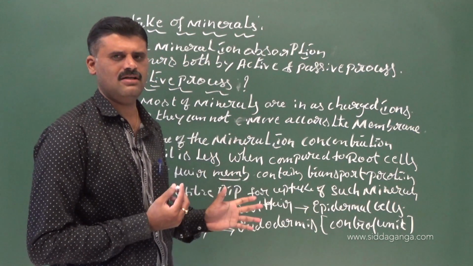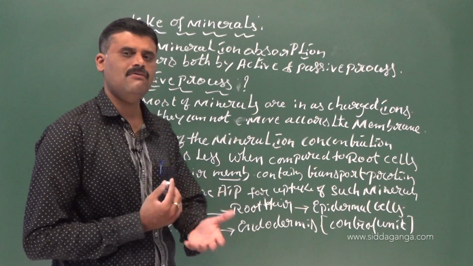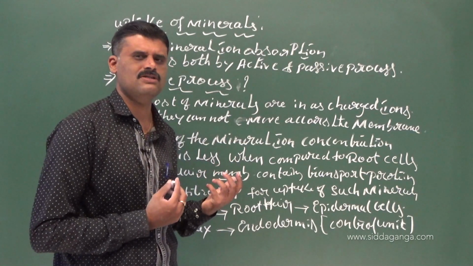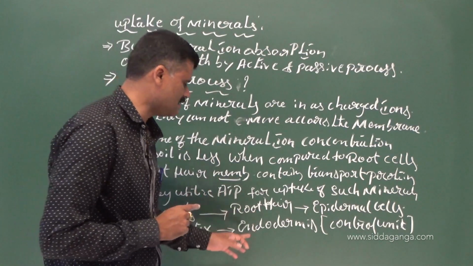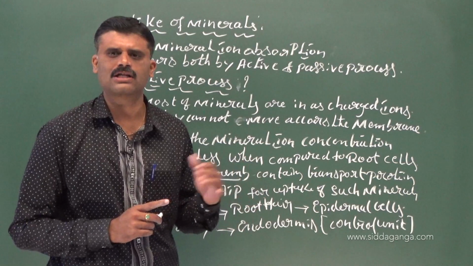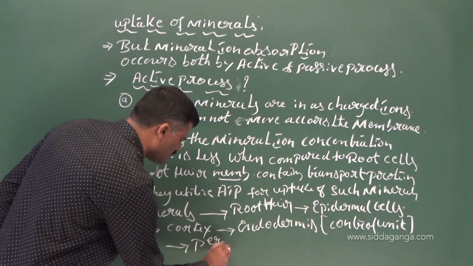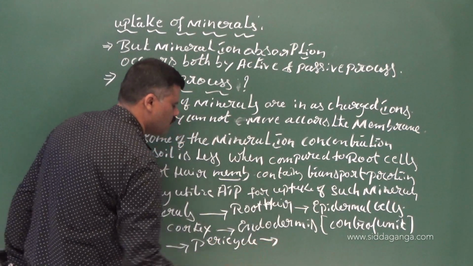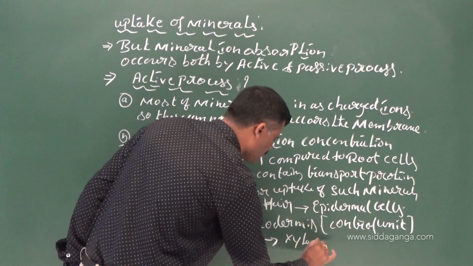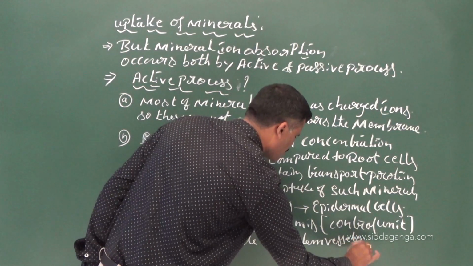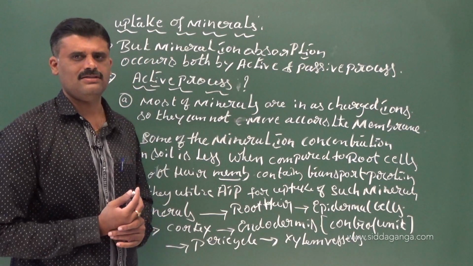So it will check and transport only wanted minerals to pass into the xylem vessels, and never those minerals come out from the xylem vessels back to the cortex, because the endodermal cells contain Casparian strips. Hence it acts as check points or control unit for transport of minerals. Then endodermis to pericycle, to finally it reaches where? From pericycle to xylem vessels or cavity of the xylem. So this is the uptake of minerals.